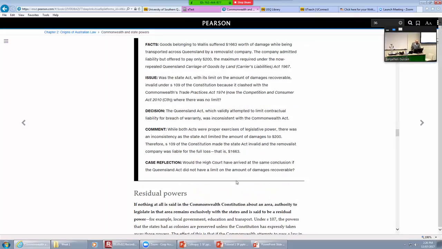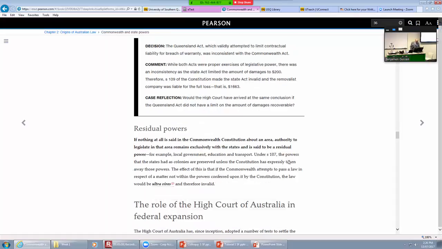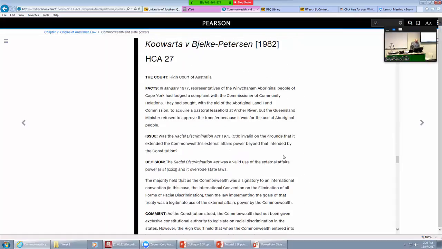Okay. Let's then move on quickly to the last one I want to talk about, which is the Kuwata case on page 37. Okay. Again, this was an inconsistency 109 case, but this time around, the idea was that Aboriginal people wanted to obtain a leasehold on a river. Actually, a leasehold on a land close to the Archer River.